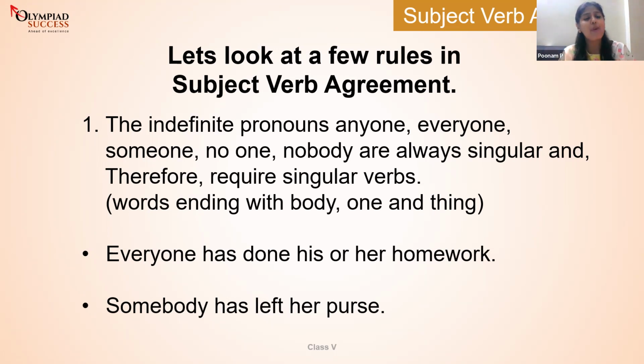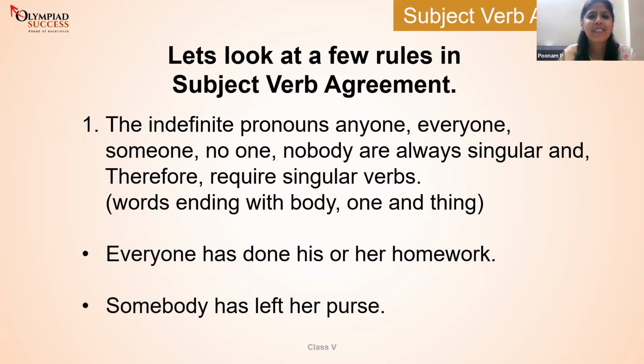Now, when I say everyone has done his or her homework, has is, remember, singular, have is plural. So because there's an indefinite pronoun, I will put a singular verb. Somebody has left her purse, not have. Everybody are shouting is wrong, although it sounds correct to some of you, or maybe you're just listening to it and you don't find anything wrong in that sentence. Everybody are shouting. No, everybody is shouting.